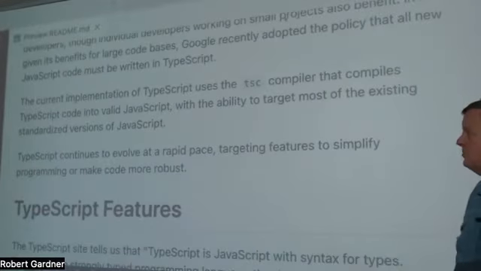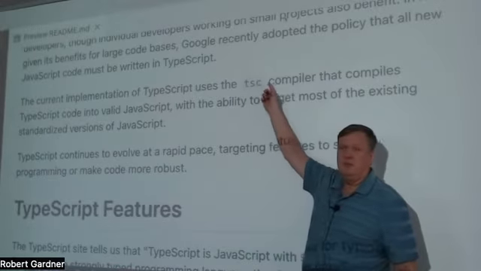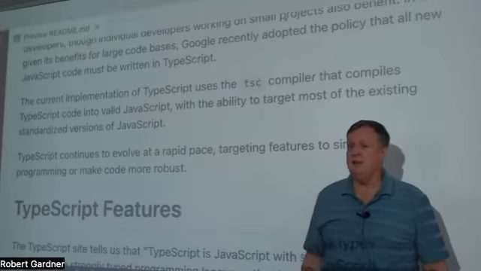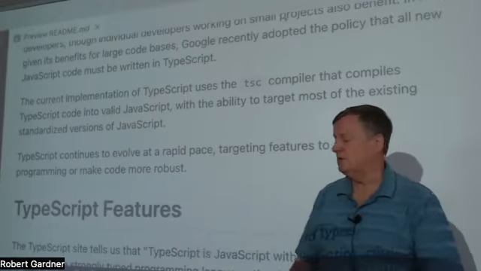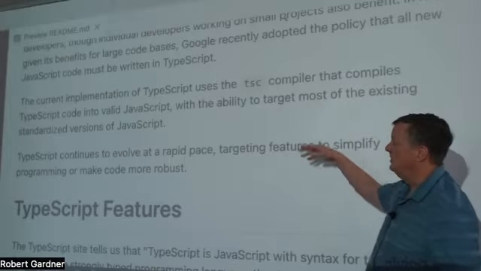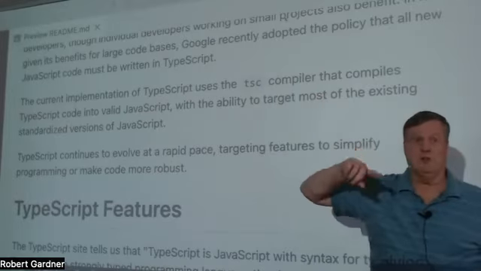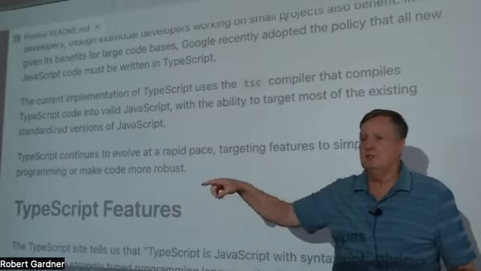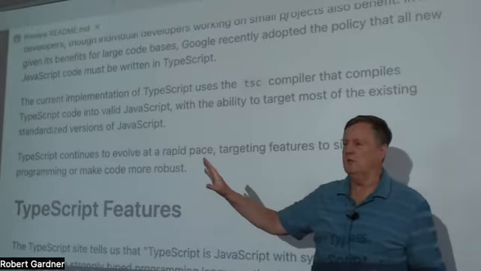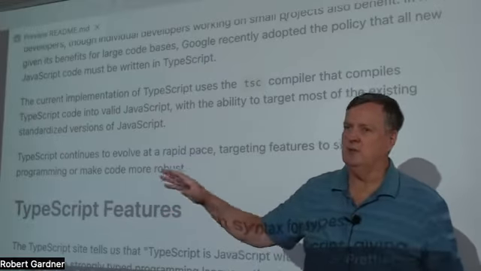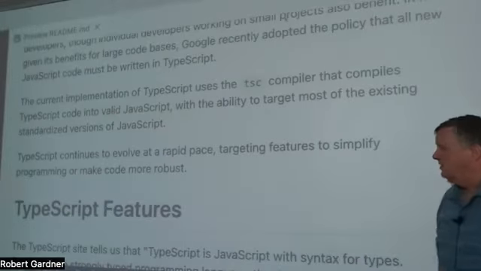So the way that TypeScript currently works is they have a compiler, a command line program called TSC, and you pass TSC your TypeScript files, and it produces JavaScript on the back end. The nice thing about it is you can also tell TypeScript what version of JavaScript you want to target. It can target just about any version of JavaScript ever written. So if you have an engine that only runs old JavaScript, you can target that. If you're running on an engine that runs more modern JavaScript, you can target that. So there you go.